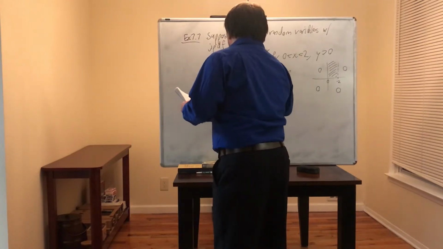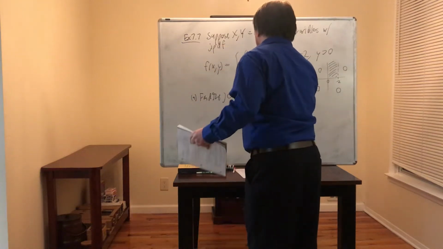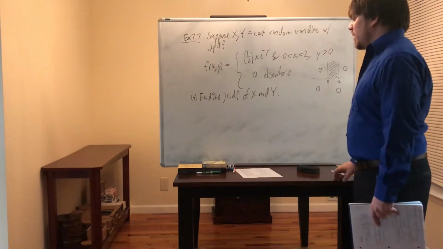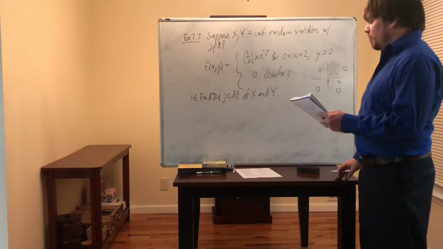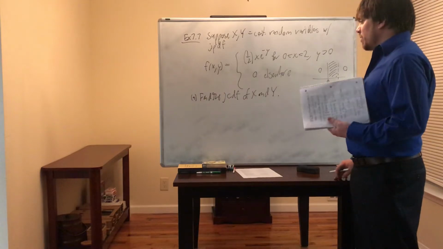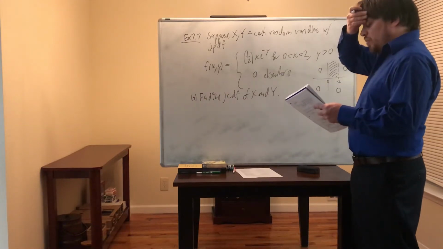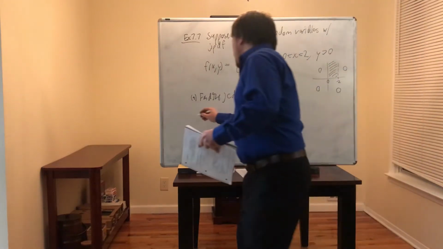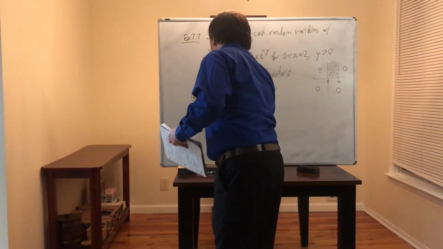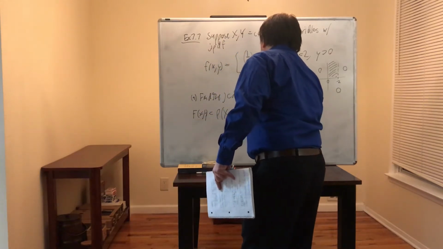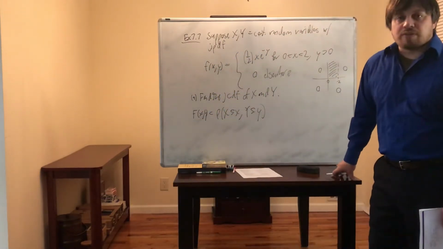we're going to find the joint cumulative distribution function of X and Y, which I'm abbreviating JCDF. That's our function capital F of x comma y, which is equal to the probability that capital X is less than or equal to little x and capital Y is less than or equal to little y. That's the function we want to find here.